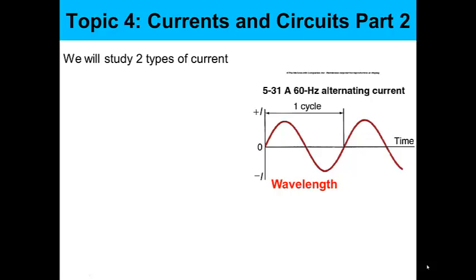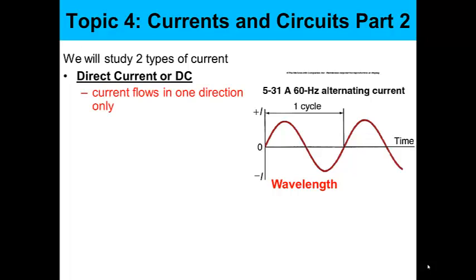Part 3 of topics 3 and 4, we will be talking about currents and circuits. There are two types of currents. The first is direct current, or DC. Current that flows in only one direction is referred to as direct current.